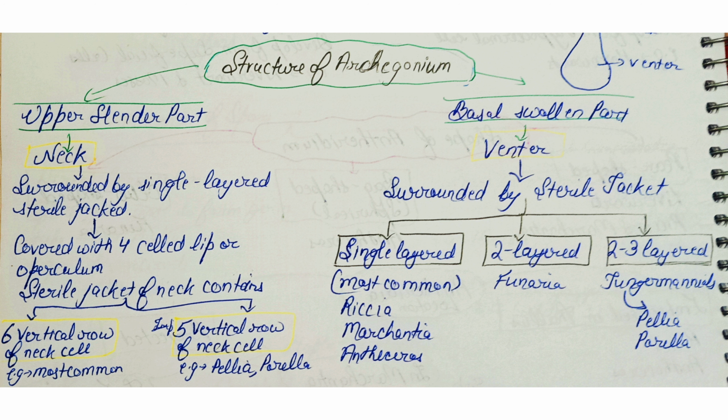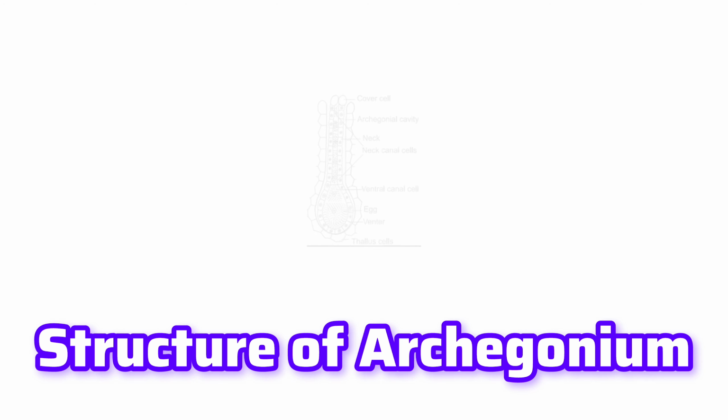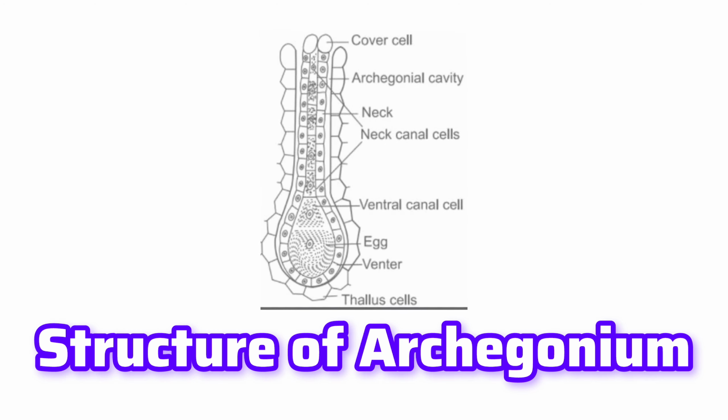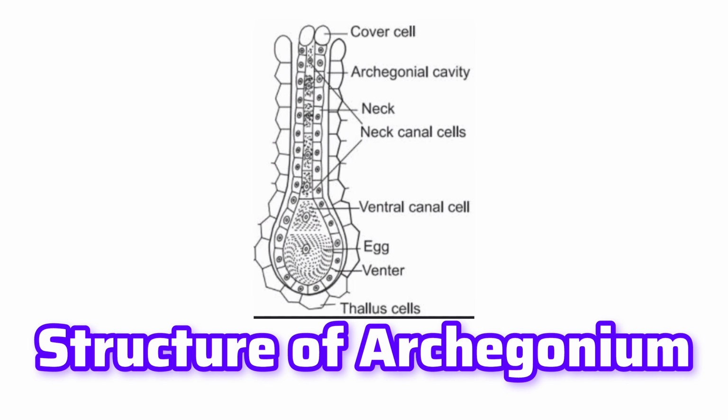Its basal swollen part, which is called the venter, is also surrounded by a sterile jacket. But the difference is this jacket in the venter can be single layered, 2 layered or 2 to 3 layers. Single layered is most common, seen in Riccia, Marchantia and Anthoceros. A two-layered sterile jacket is seen in the venter of Neckera and up to 3 layers is seen in order Jungermanniales. For better understanding of this concept, I also added a diagram here.